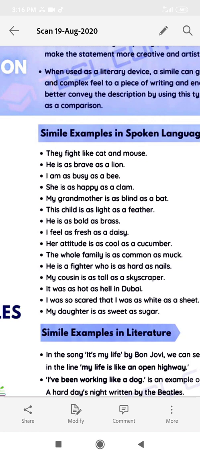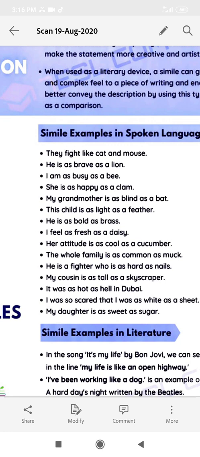This child is as light as a feather. So child is compared with feather with the help of the word as. So it is also simile figure of speech. Next example. He is as bold as brass. So he is compared with brass. Bold like whom? Bold like brass.